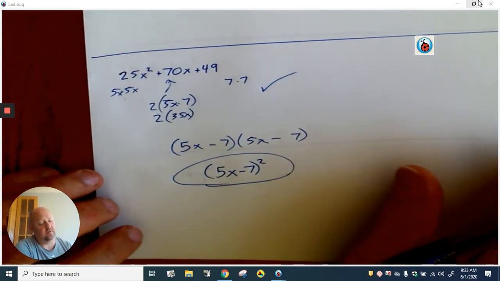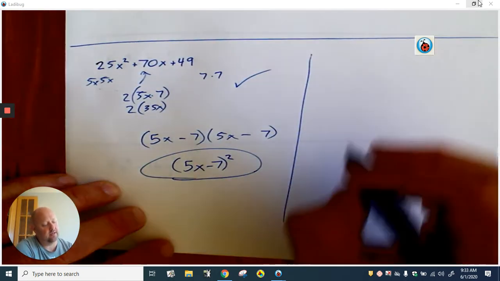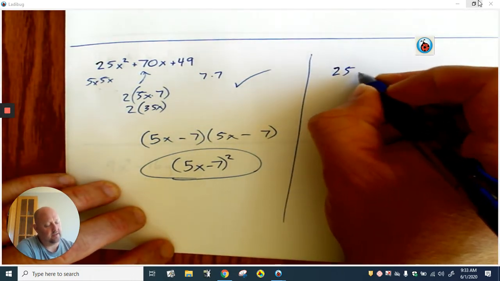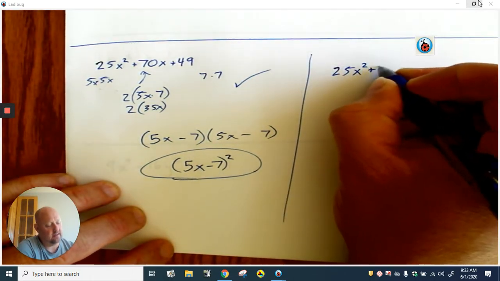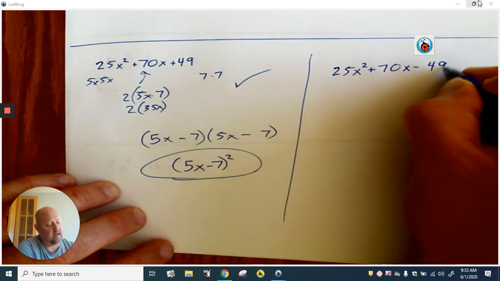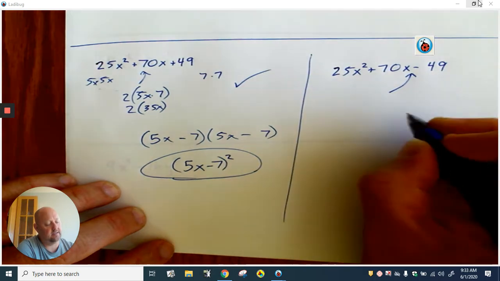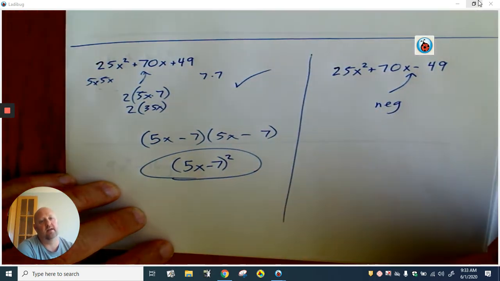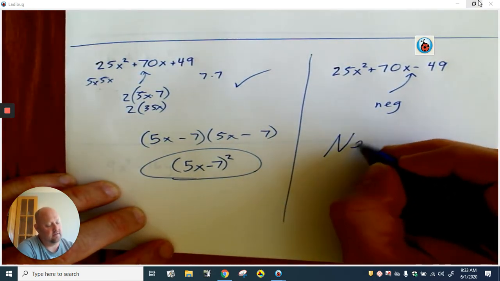Now, it is worth noting that if you ever run into something that has a negative sign right before the last term, if this sign is a negative, okay?